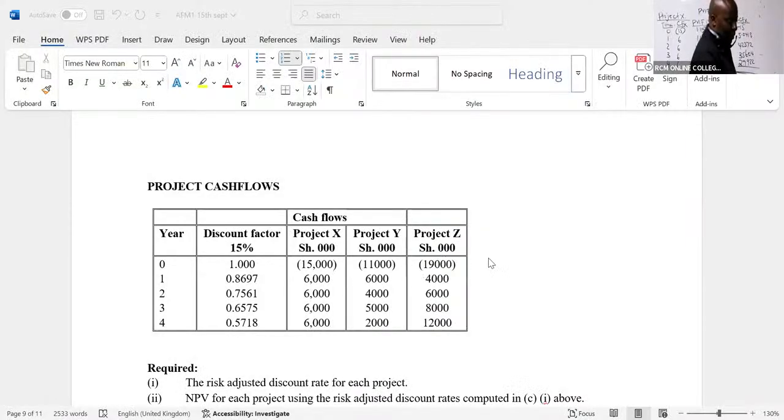Which I'll be able to share with you very fast here. This is the question that we are doing. So now we are getting NPV for each project using the RADRI. Using the RADRI, and I'll be able to show you.